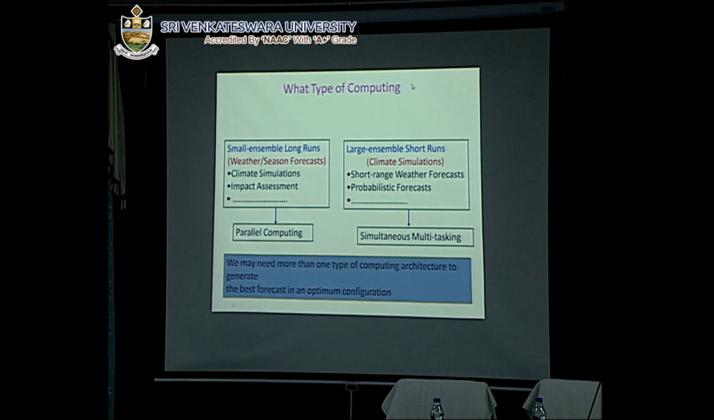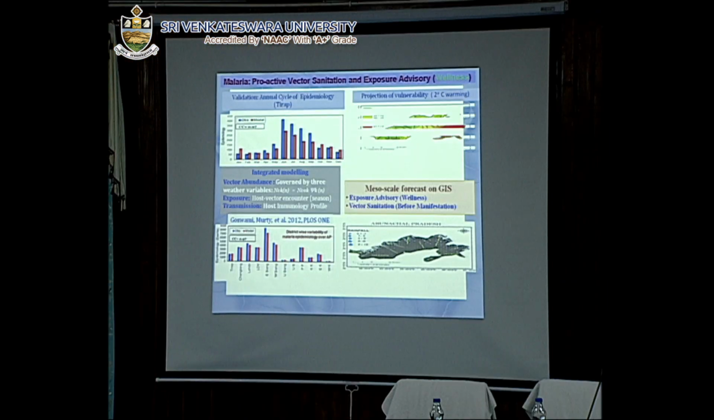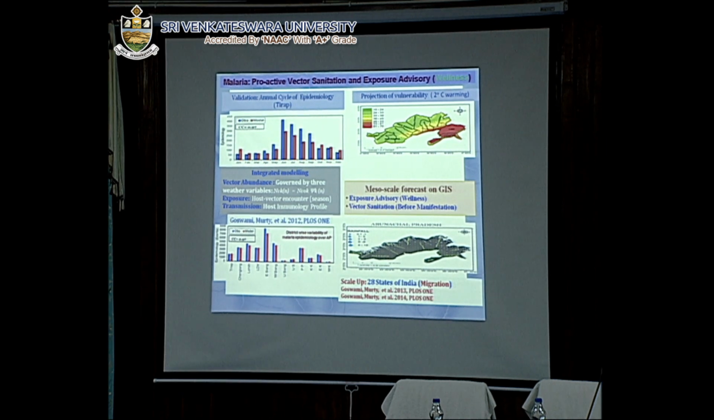So there are many examples, but then we have to address what kind of computing we are talking about. You need very long runs, as I said, where only parallel computing can help you, but you may also have very short runs where a different kind of computing is applicable. You can also use this to model disease. For example, what will happen if there is a 2-degree warming, let us say in Arunachal Pradesh, and it shows how some areas will become more vulnerable to malaria than other areas.